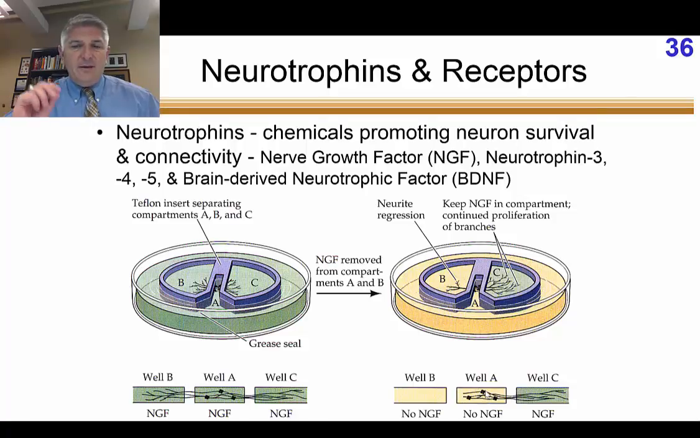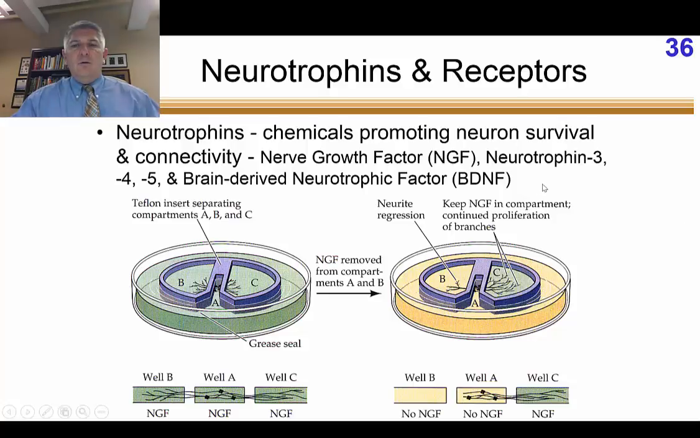So nerve growth factor in this case is a guidance signal for the connectivity of this neuron, not for its survival. And another one of these neurotrophins, maybe BDNF, is necessary to keep the cells alive. And without BDNF, the cell would not be in the right place, so it would die.